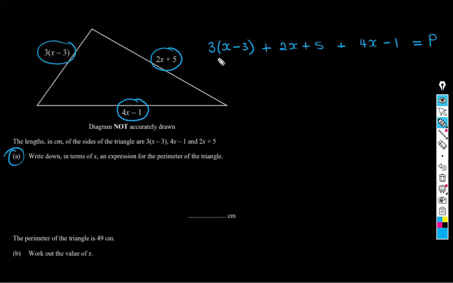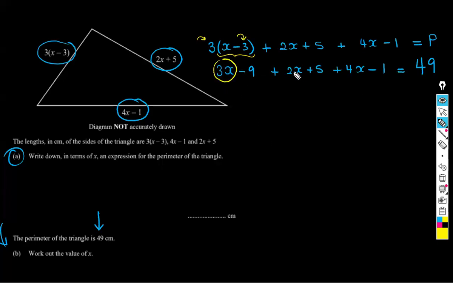So now you just have to expand the brackets, because we're doing part B now. You're getting 3x minus 9 plus 2x plus 5 plus 4x minus 1. And they told you the perimeter is how much? 49. All we have to do now is get the x's on one side and everything else on the other side. I think some people forgot to multiply this 3 by the 3. Remember, everything in the brackets gets multiplied by the 3 on the outside. That is what threw off your entire working.